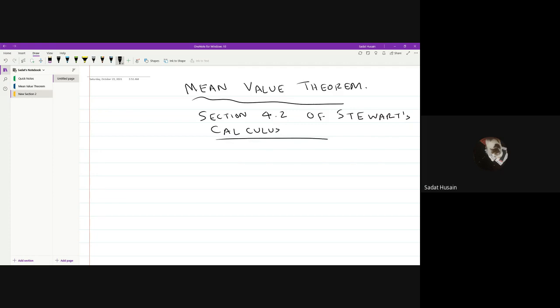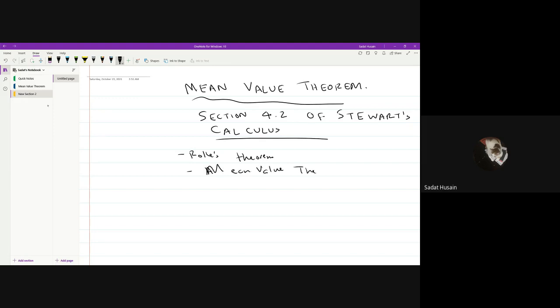We are not going to prove anything. The proofs of our theorems are given in Stewart's calculus, but we're not going to prove these theorems. We're going to look at these theorems. Actually, we're going to cover two theorems. One is Rolle's theorem, and we will see why Rolle's theorem is a special case of the mean value theorem.